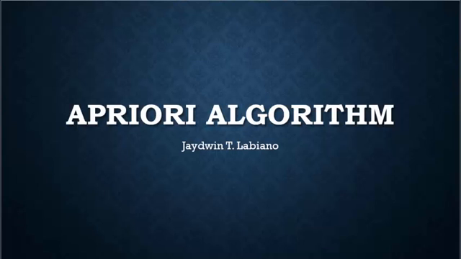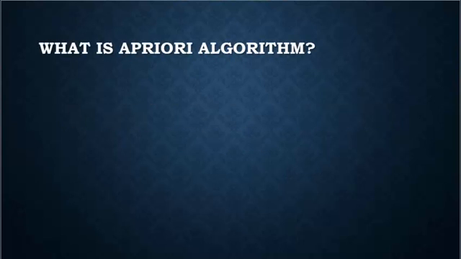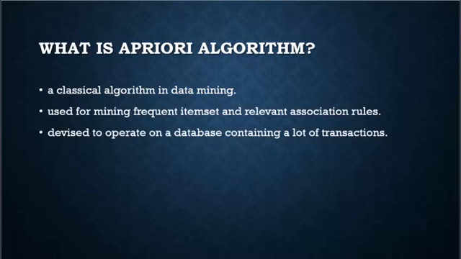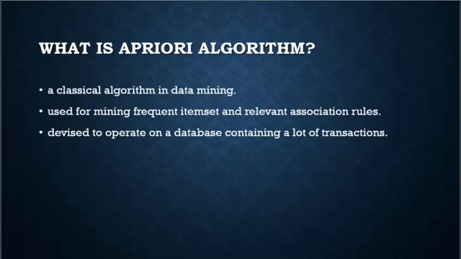The Apriori algorithm. What is the Apriori algorithm? It is a classical algorithm in data mining. It is used for mining frequent item sets and relevant association rules. It is also devised to operate on a database containing a lot of transactions.